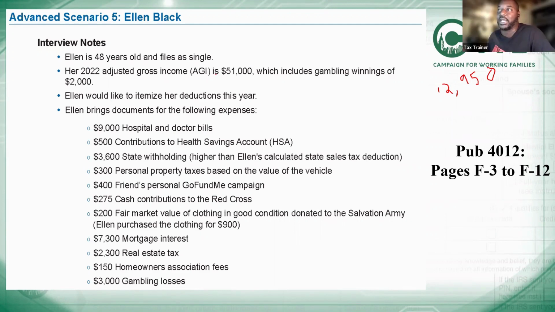So let's see, her AGI was 51,000 and she had gambling winnings of $2,000. She would like to itemize her deductions. Medical bills are something that you can itemize, but medical bills have a floor. Does anybody know what this floor is? That's the cap. There's a cap, right? There's a floor. They call it a floor, meaning that your medical bills have to exceed what percent of your AGI? Oh no, I don't know that.